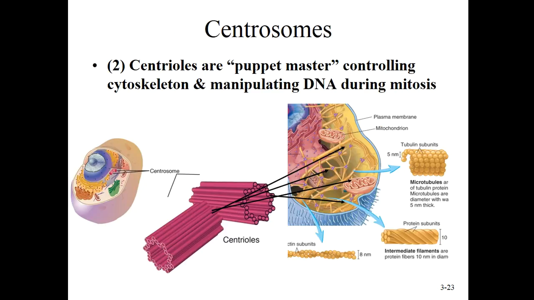We talked a little bit about the puppet masters before, the centrioles, who in that pair are called a centrosome, and the fact that they pull on these little tubes and filaments. You can push them too, by the way.